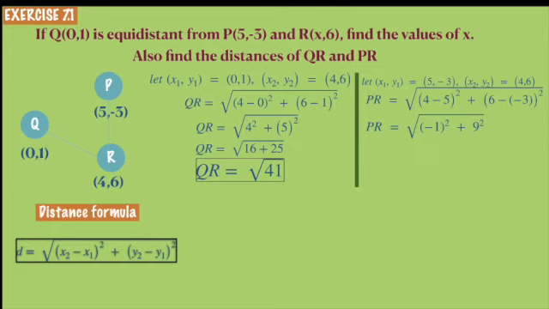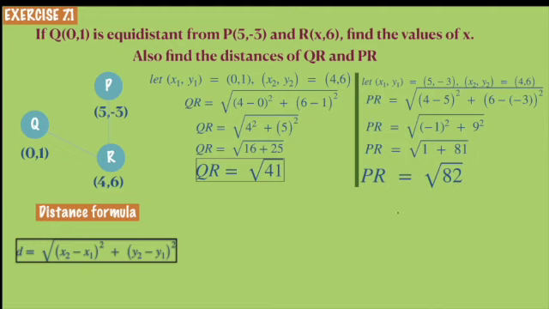PR is equal to root of (minus 1) whole square plus (6 plus 3) whole square. 6 plus 3 is 9, and 9 square is 81. Then PR is equal to root of 1 plus 81. 9 square is 81, and minus 1 whole square is 1. PR is equal to root 82. That is the answer for the distance PR.